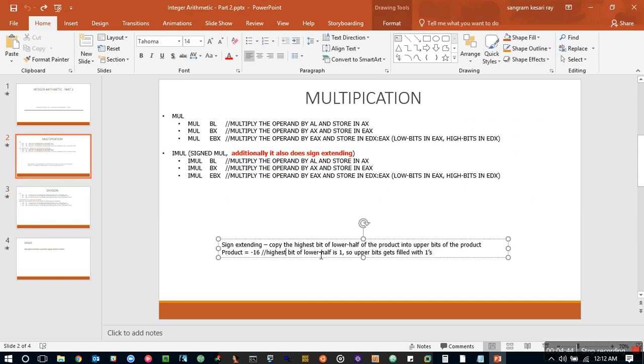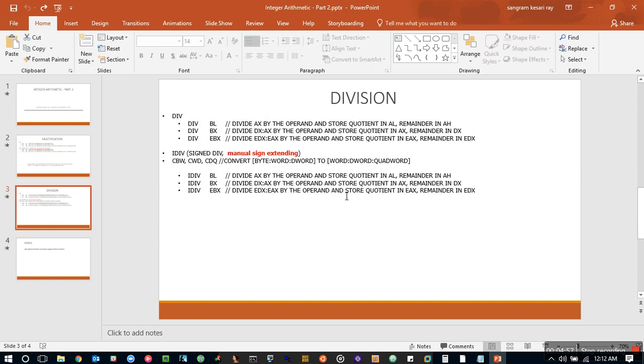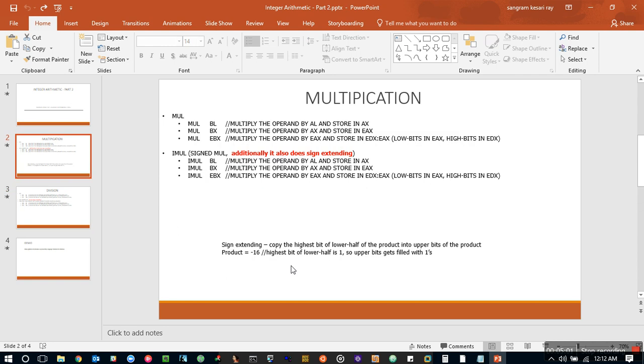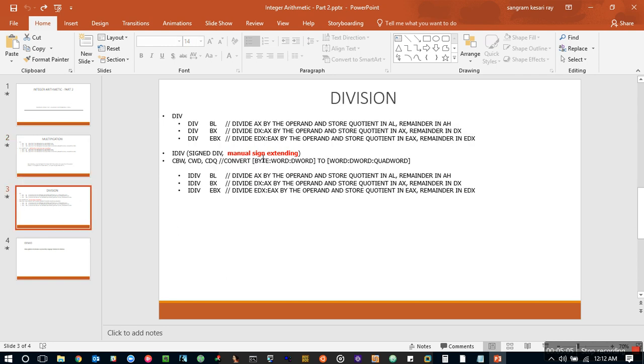The highest bit of the lower half is 1, so you take out the highest bit and store it into EDX. So we store them as F's. Here also a similar thing happens, but this manual sign extension there is happening automatically here. We do not have to have another instruction, but there we do need one.